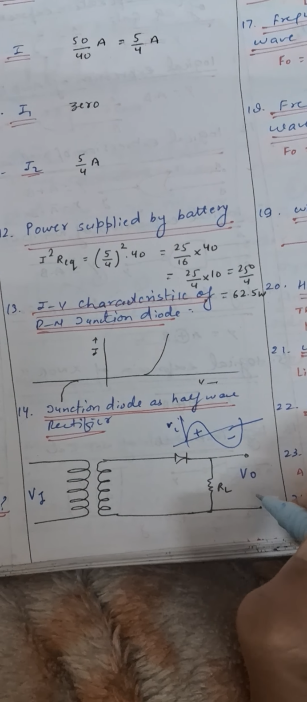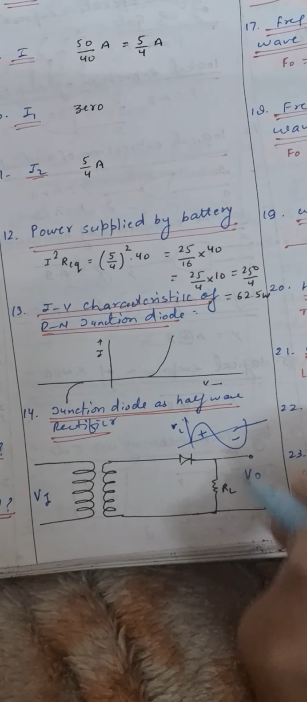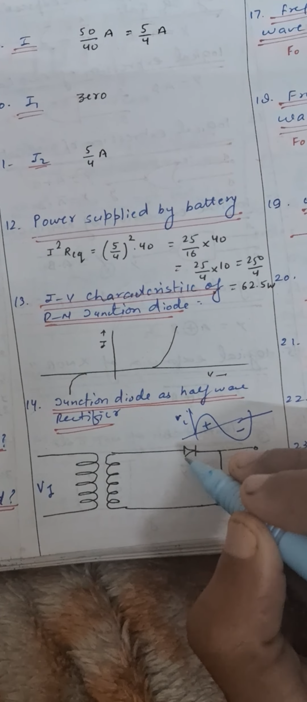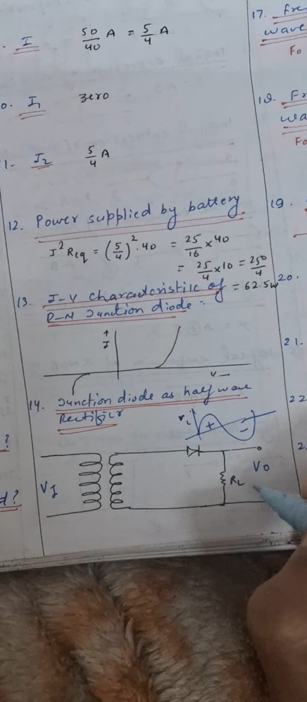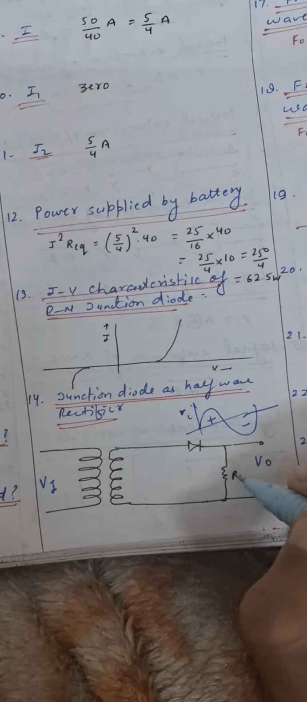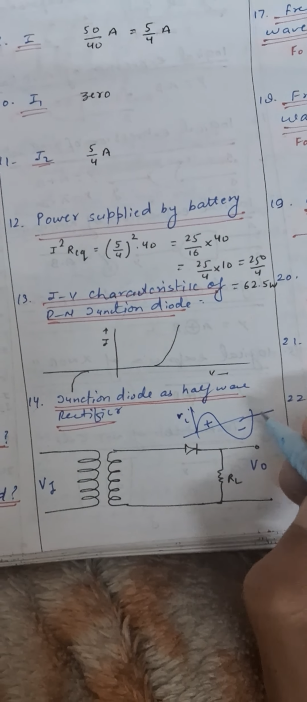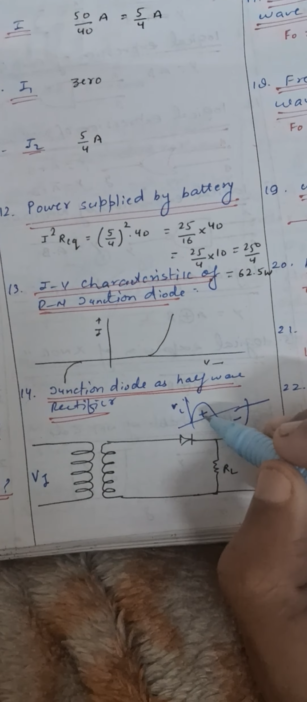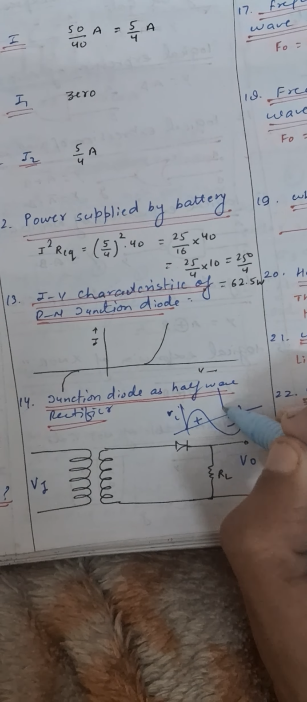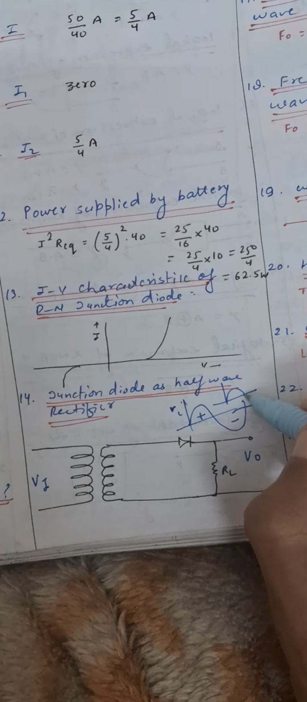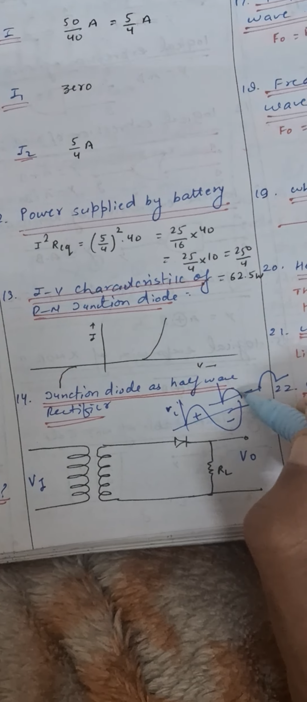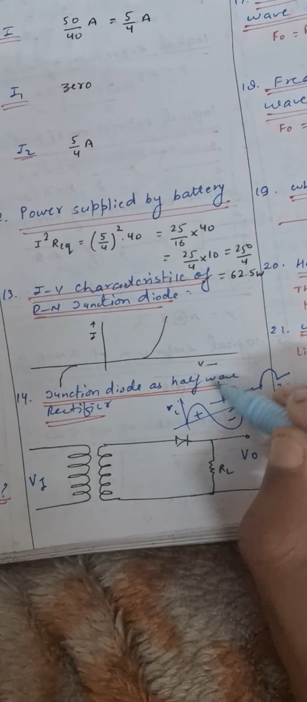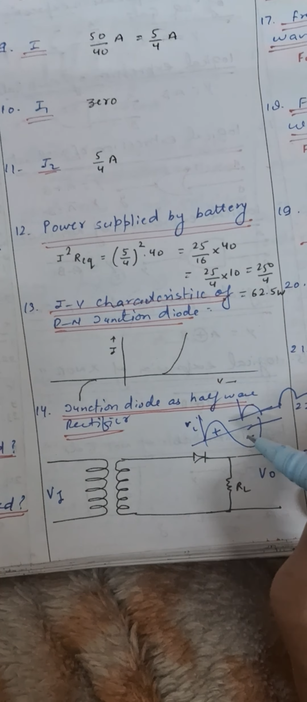So there will be output across VO, while during the negative cycle the diode will be in reverse bias, so there will be no flow of current through this and hence no current through the load resistance, and hence output voltage will be 0. So the output here will be like this. Output will be non-zero, then 0, then non-zero, then 0. Since it rectifies only half of the cycle, we call it a half wave rectifier circuit.